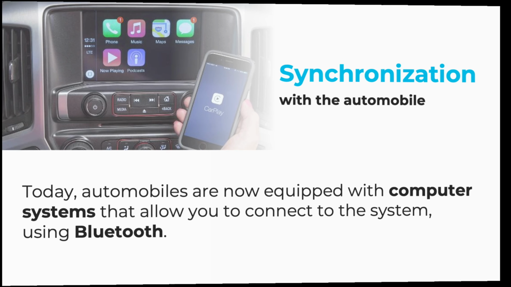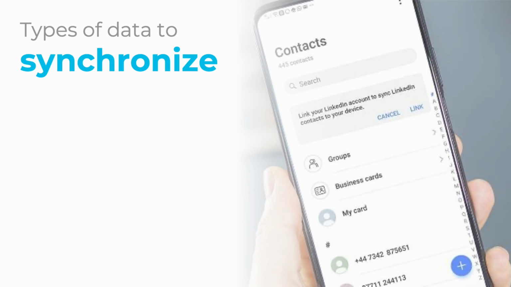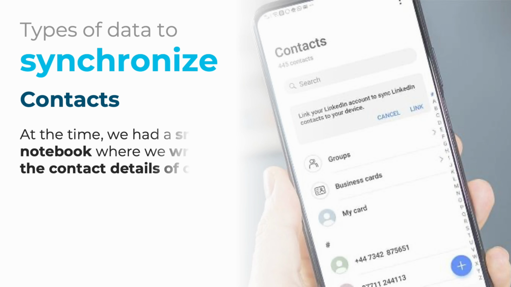Types of data to synchronize. We will now see the different types of data that can be synchronized. We start with contacts. At the time, we had a small notebook where we wrote down the contact details of our friends. Since the arrival of the mobile, it has become possible to save this notebook directly in the phone to avoid having to take out the notebook for each call.